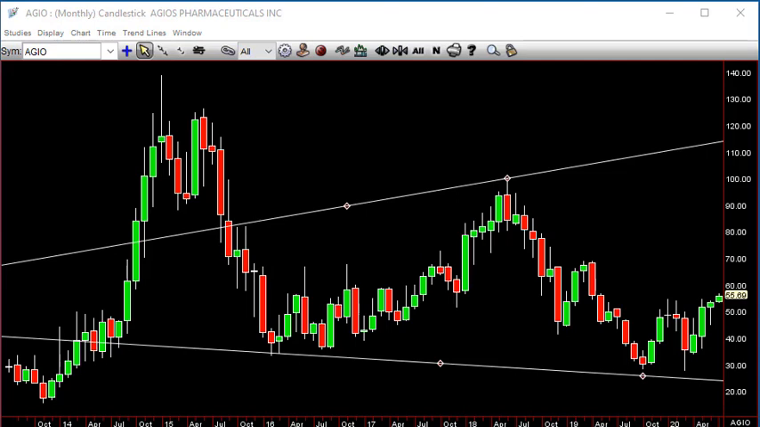AGIO. Enough said. There's your monthly. Now trying to go inside month to the upside. This is a continuation. Up, inside, up. For the rest of the month, over 53.84 has our attention. Where this was a reversal: down, taking out the previous low, inside, then back up.